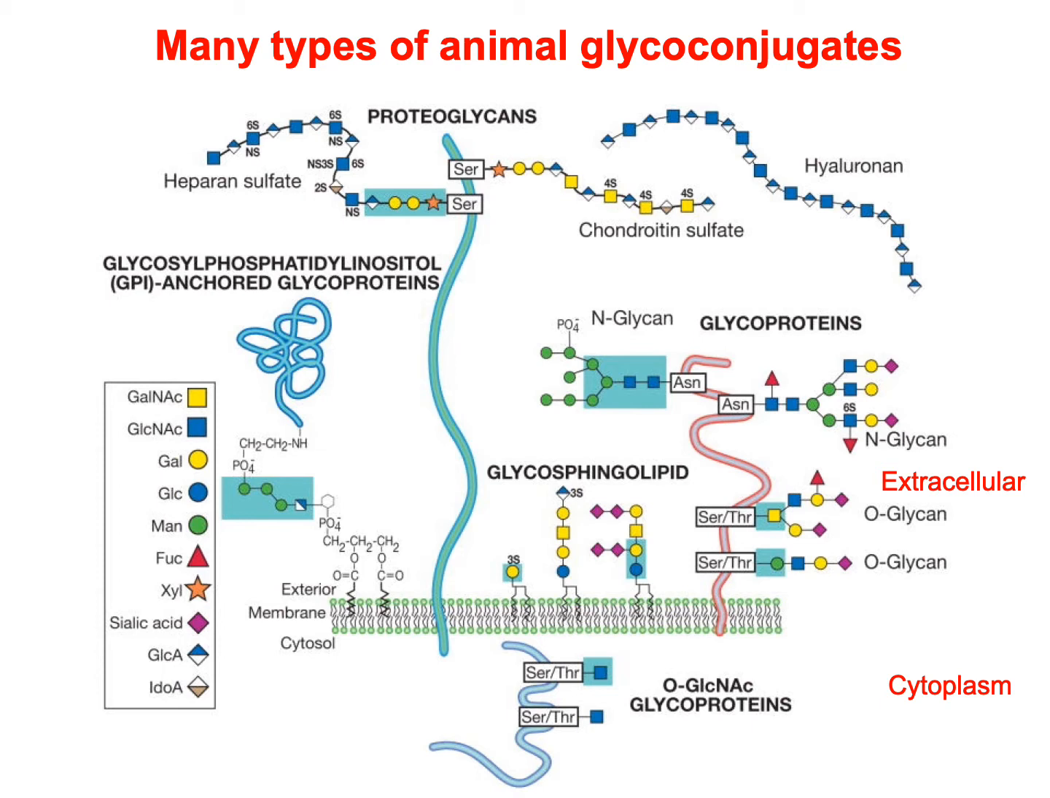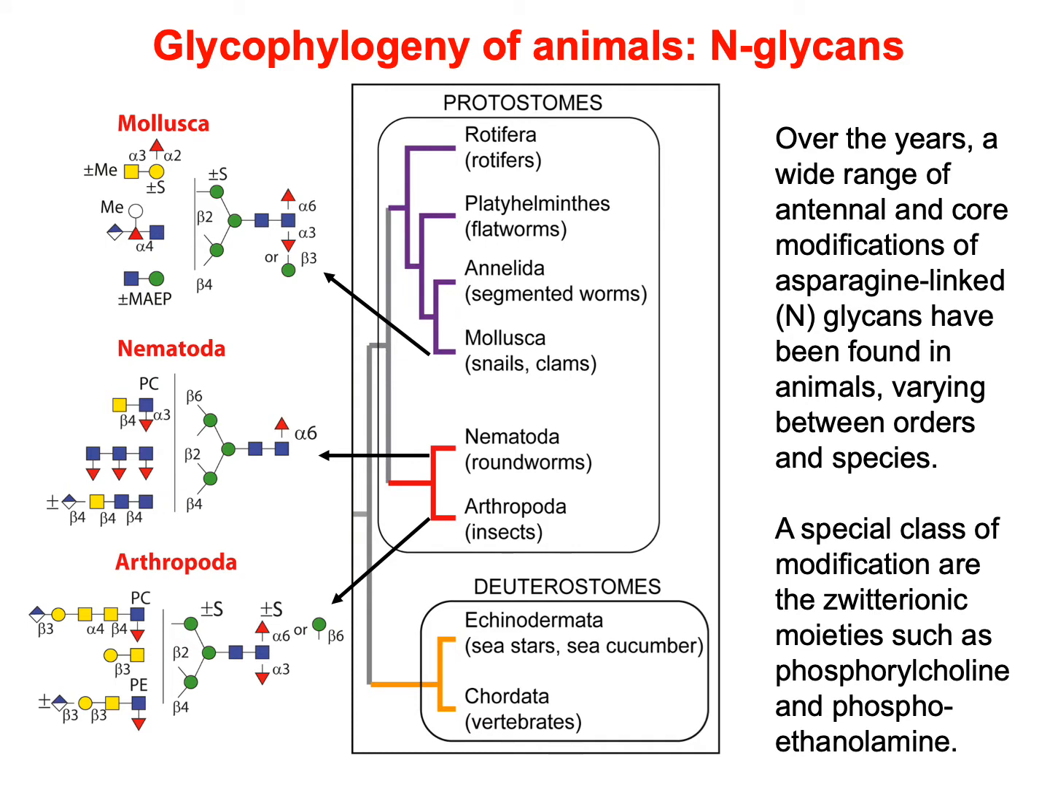In animals, there are a wide range of building blocks for these glycans, and they are represented by color and shape codes as internationally agreed, as shown in the box on the left-hand side, and this is what I'll use throughout the rest of the talk. The focus of our work is on N-glycans in lower animals.